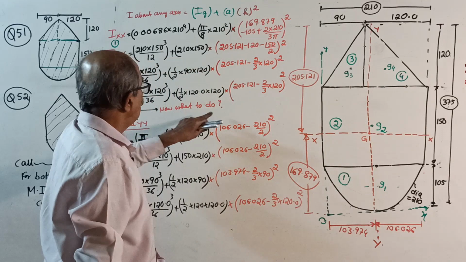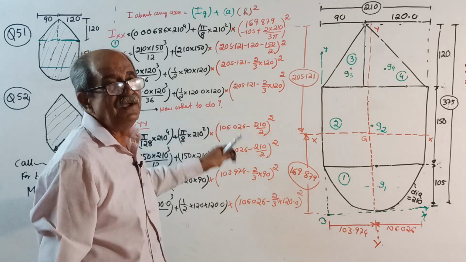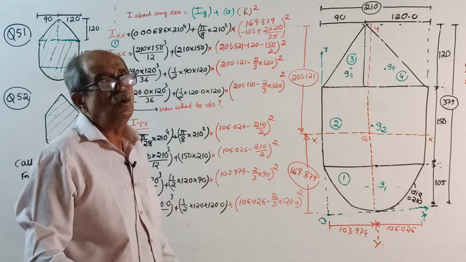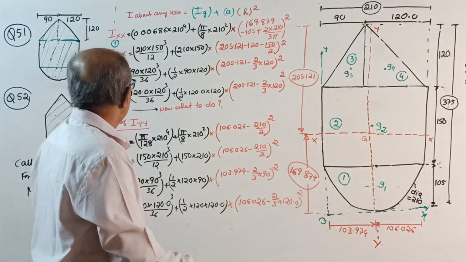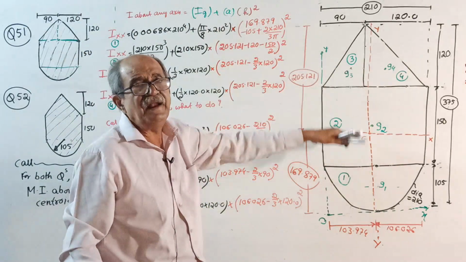Okay. Now what to do? Nothing to do. This I told last time. If somebody will ask, sir, what is next step? So, okay, you wrote everything. No, don't continue my class. After all this telling, find IXX total and write the answer.